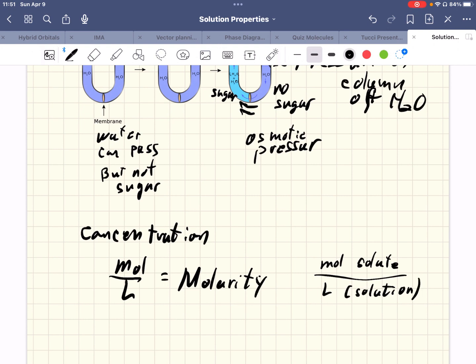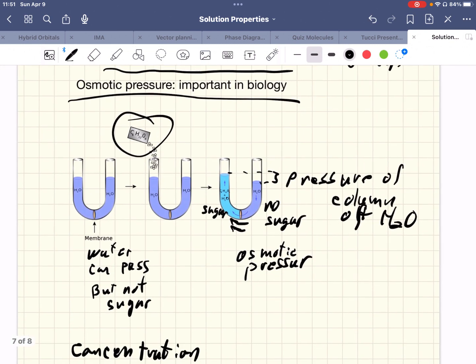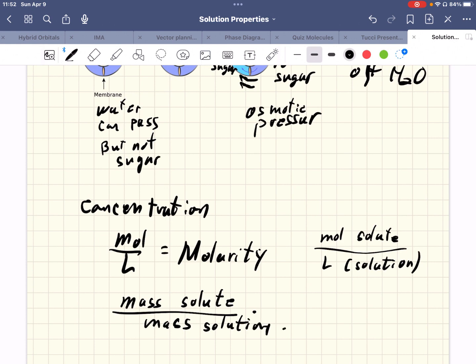But remember, colligative properties were defined as being affected by the ratio of the particles. And since when I dissolve something, the volume of the solution increases, I'm not really getting what I want out of a moles per liter. Another way I can do it is percent composition by mass, mass solute over mass solution. Now, if I know the molar mass of both of the things, that should get me to how many particles of the solute there are in ratio with the particles of the solvent. That's an easy thing to do.